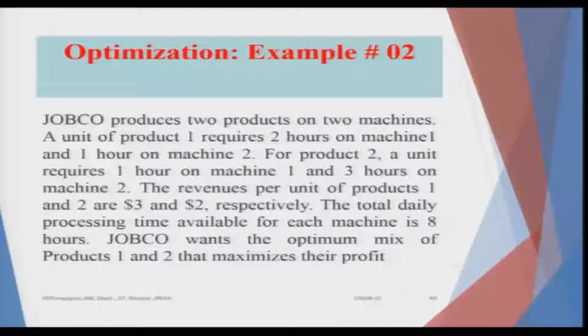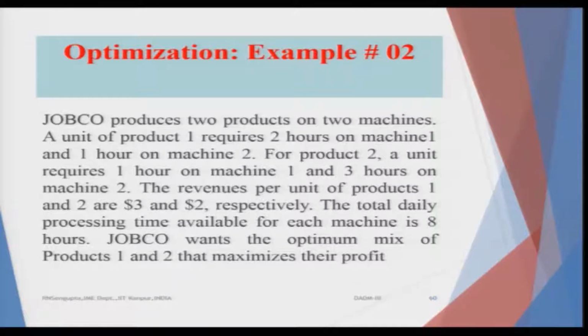A unit of product 1 requires 2 hours on machine 1 and 1 hour on machine 2. Similarly, for product 2, which is the other product, 1 unit requires 1 hour on machine 1 and 3 hours on machine 2. So, obviously, the combinations are there. The revenues, I am just very simply considering, from product 1 and product 2 are given as 3 and 2 units.